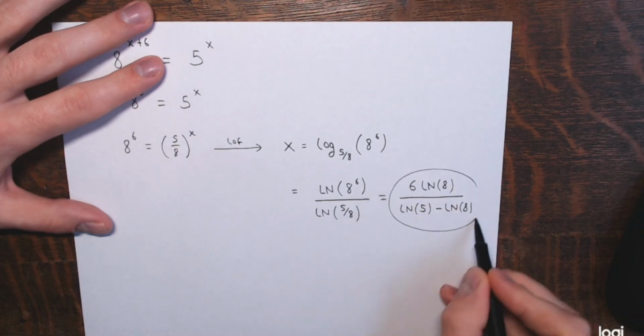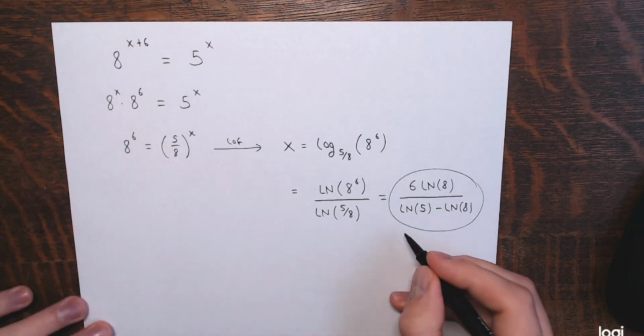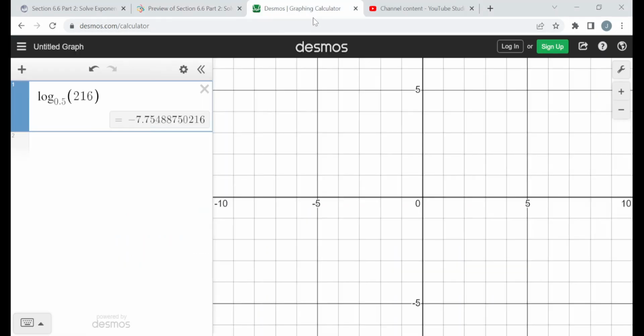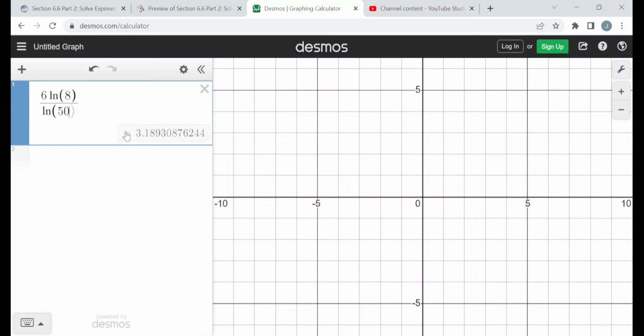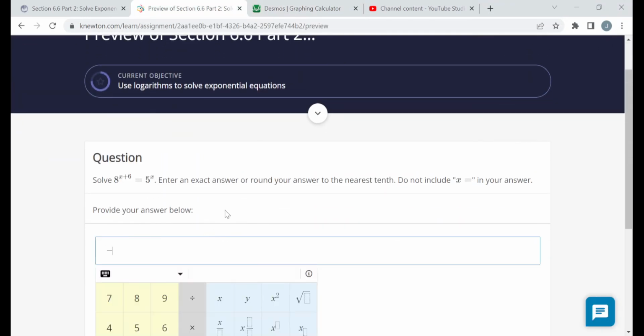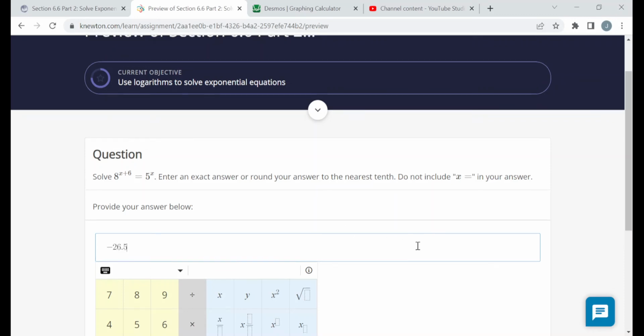I can type this in or round it to the nearest tenth. I'll punch this last expression in my calculator and see what we get. So numerator was 6 times the natural log of 8 divided by the denominator was natural log of 5 minus the natural log of 8. So our solution, rounded to the nearest tenth, would be negative 26.5.